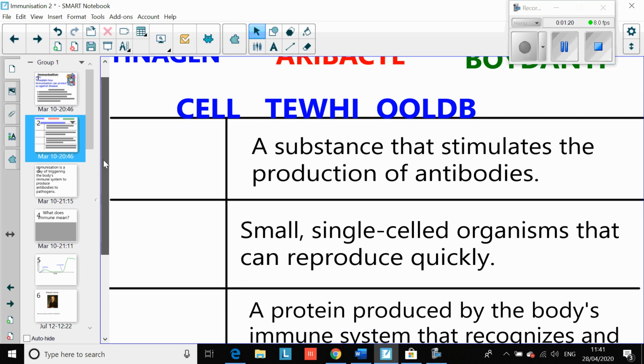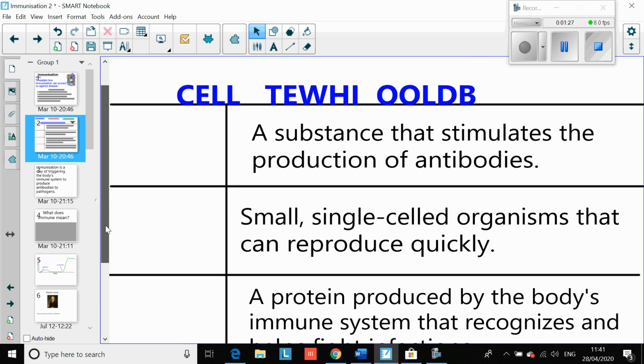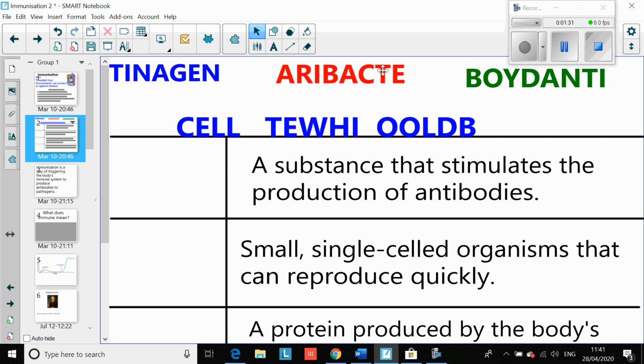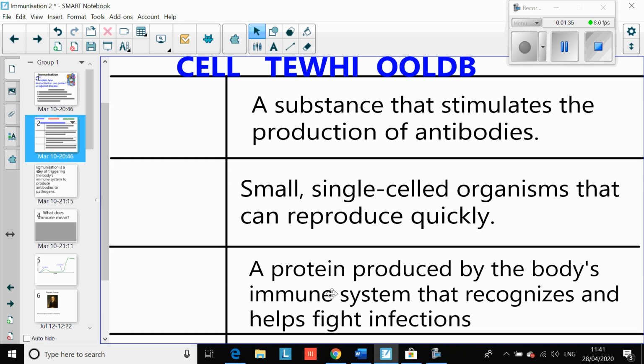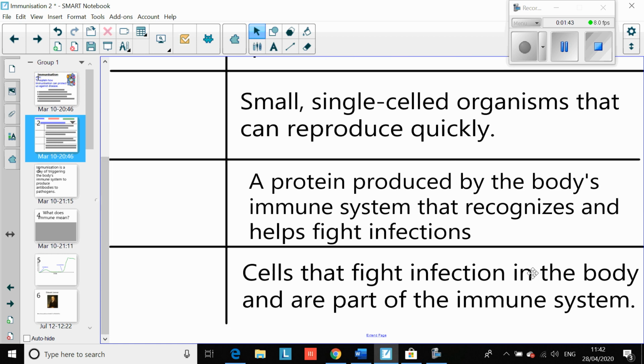Okay, so the answers were a substance that stimulates production of antibodies. That was this one, antigen. A small single-cell organism that can reproduce quickly. That was this one, bacteria. A protein produced by the body's immune system that recognizes and helps fight infection, antibody. And finally, cells that fight infection in the body and are part of the immune system, white blood cell.